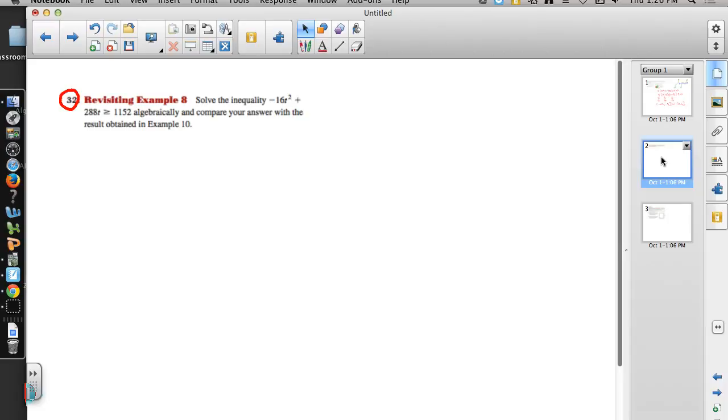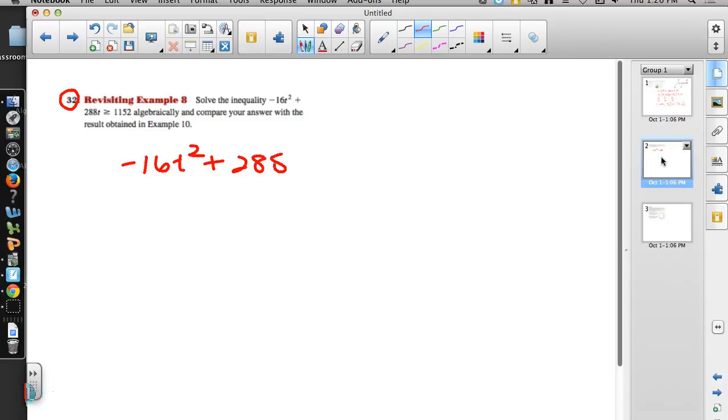And this one says, we're going to go back to the example that we did in class. Negative 16t squared plus 288t greater than or equal to 1,152. And it says we're going to solve that algebraically, which we did in class, and compare the answer with the result obtained in example 10. So you go through this and you think, well, hey, I can just get this from my notes.